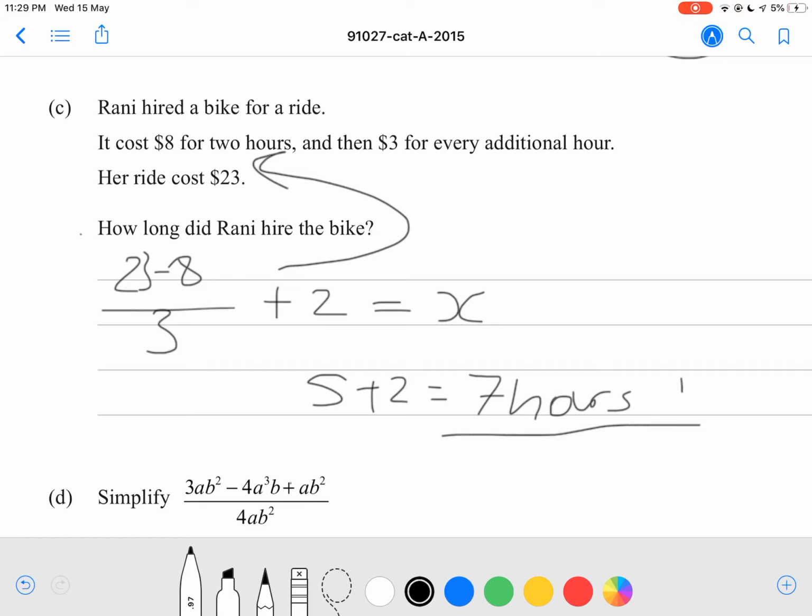Getting up to here, that's a merit grade. Setting up the equation is an achieved grade. So if you set up the equation here, that's an achieved.